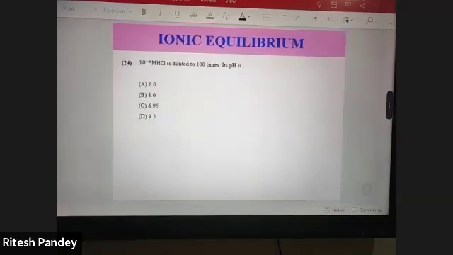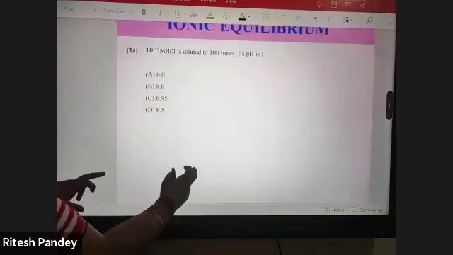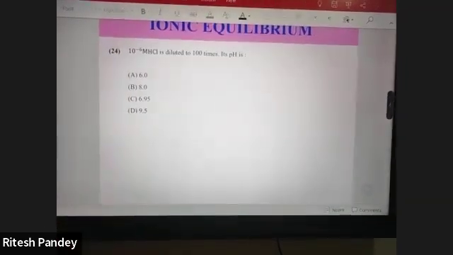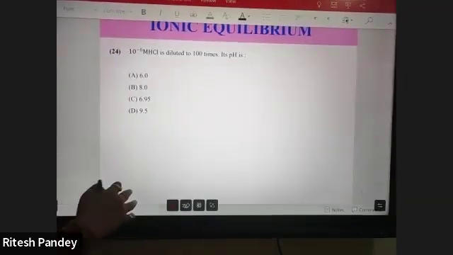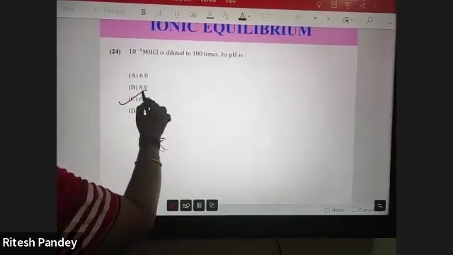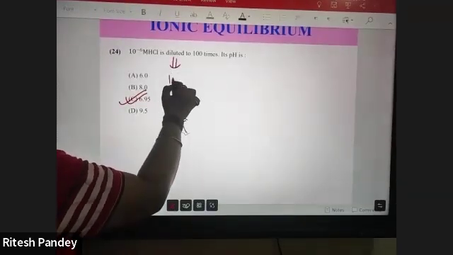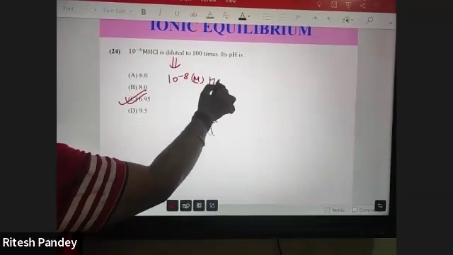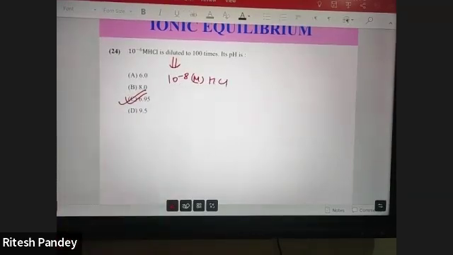24. 24 is something which every student should know by now. 10 to the power minus 6 molar HCl diluted 10 to the power minus 8 will have a pH value of 6.95. This is as good as knowing 10 to the power minus 8 molar HCl will have a pH of 6.95, less than 7.